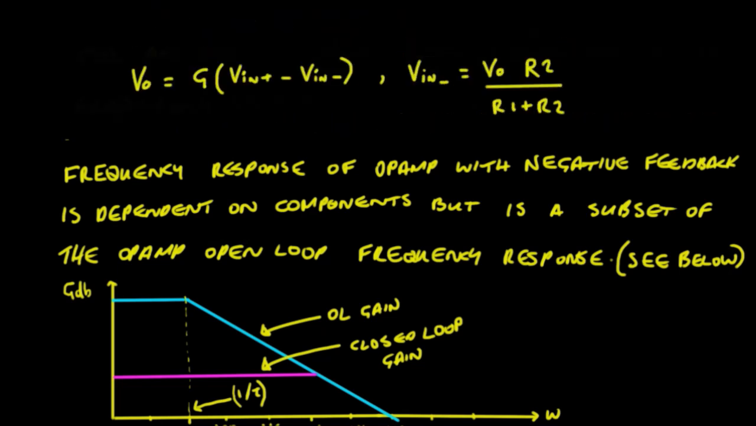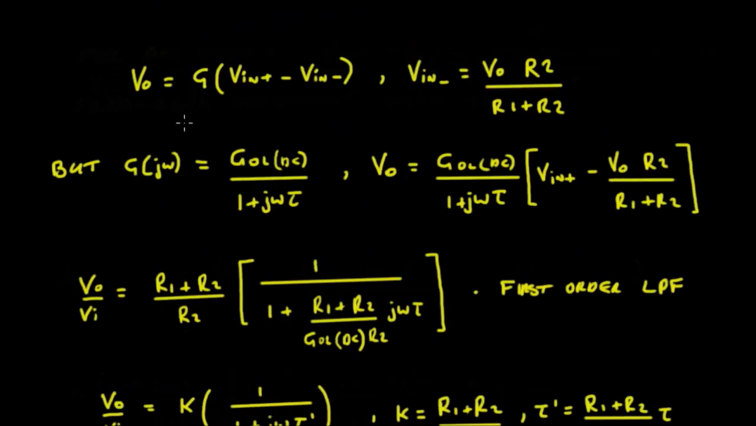So we're in a position now to start looking at what the actual frequency response of this network is, because we can rewrite this out. From the op-amp we know V out is equal to the gain times V in plus minus V in minus. That's just the op-amp. Now we know that V in minus, in this case, is equal to V out times R2 upon R1 plus R2. We just derived that on the last page.